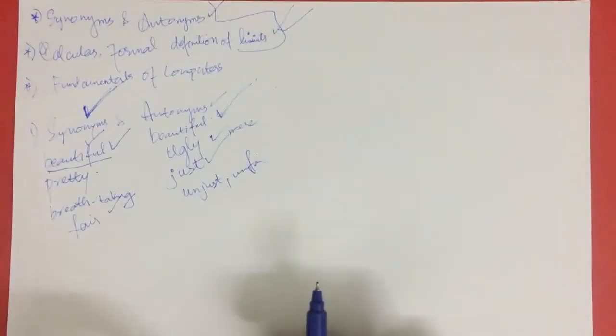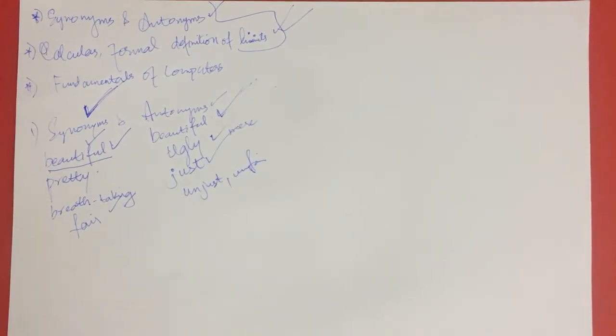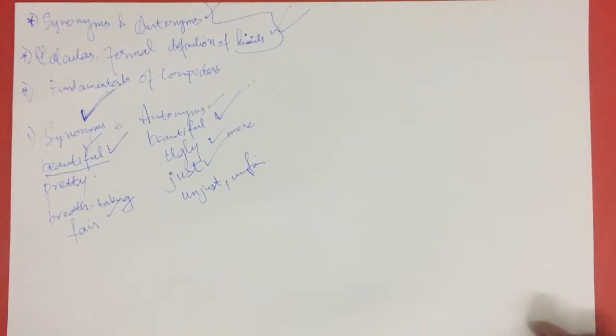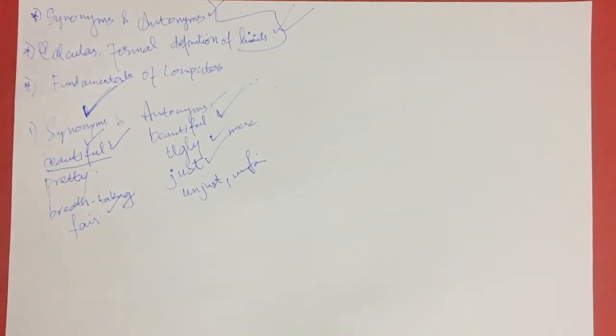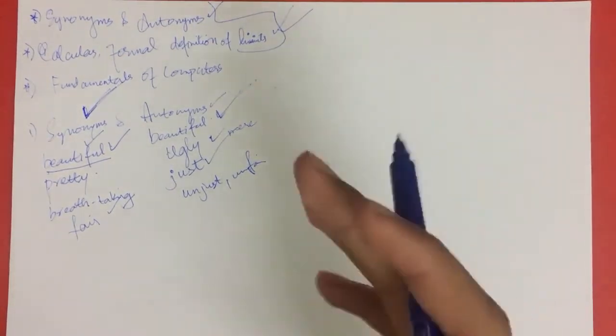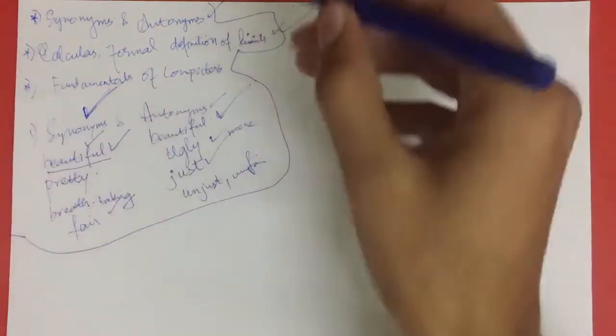So why do we use synonyms and antonyms? They are used to embellish or beautify your writing piece, because if you use the same word again and again, it's not good. If you use synonyms and antonyms, it makes your writing piece stand out from others. Your writing piece will be more noticeable in comparison to others who wrote the same thing. So this was about synonyms and antonyms.